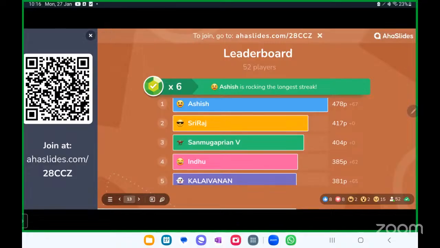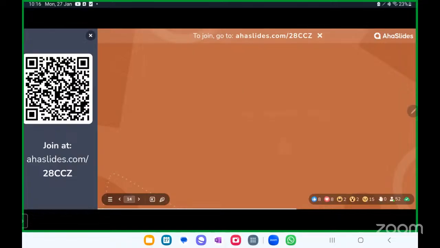Tables have turned now. Ashish is leading, followed by Sriraj, Shanmugapriyan, Indu, and Kalaivanan. And I think Ashish is the only one with the longest streak.